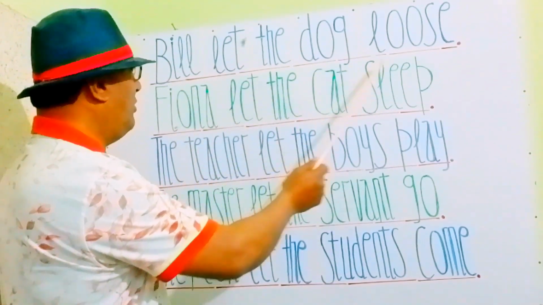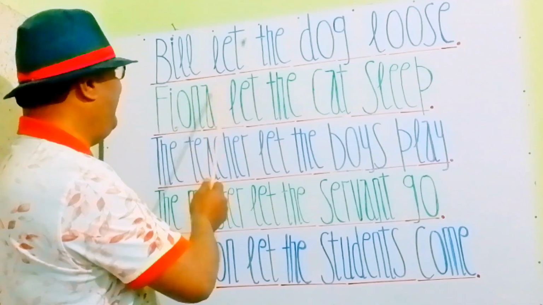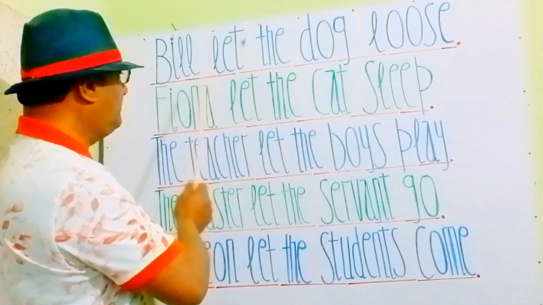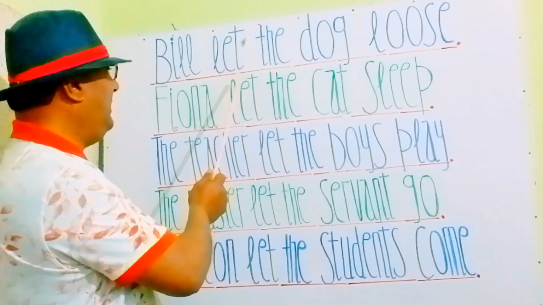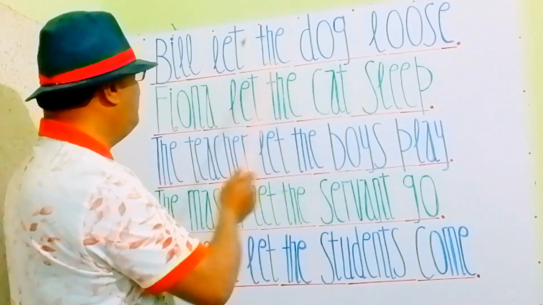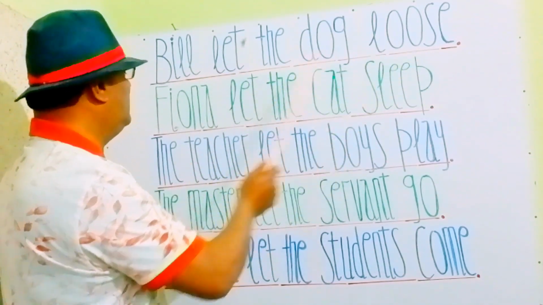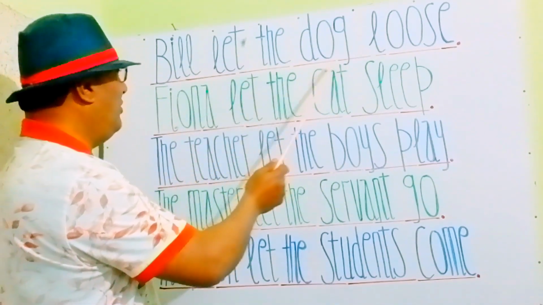You see my students, the first sentence is: Bill let the dog loose. Bill is a subject and let is used in speaking. The dog loose. Bill let the dog loose.